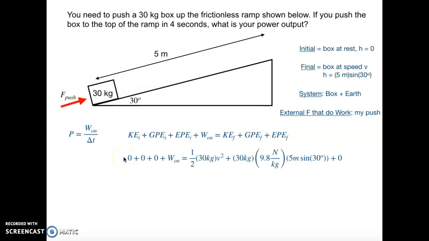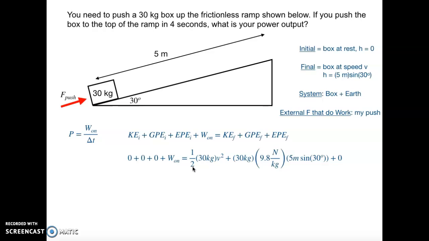We're ready now to plug values into our conservation of energy equation. Initial kinetic energy is 0, nothing is moving. Initial gravitational potential energy is 0 because the box is at the bottom of the ramp. Elastic potential energy is 0 because there are no springs anywhere. I'm going to do work on the box as I push it up the ramp. I will try to figure out the value of that work.